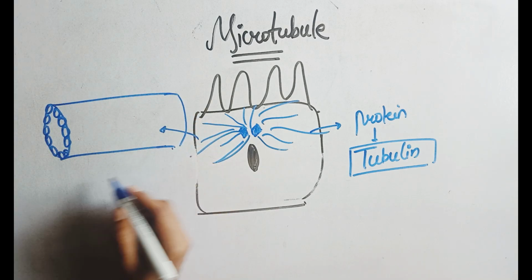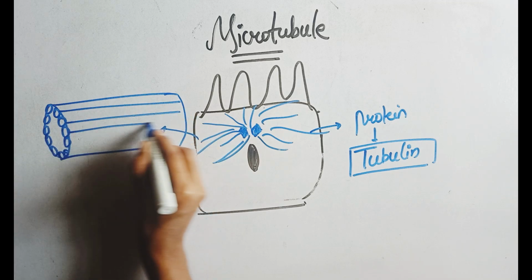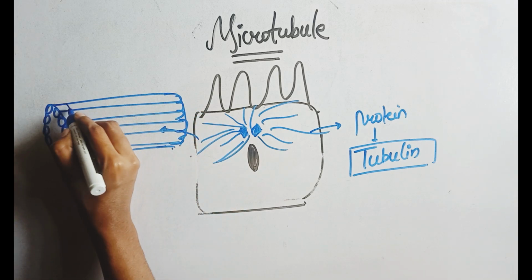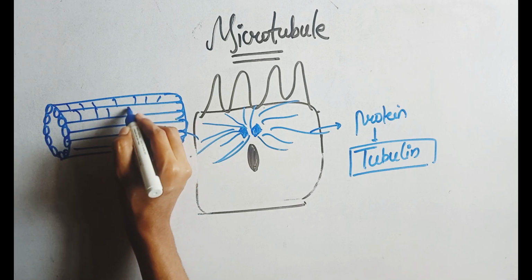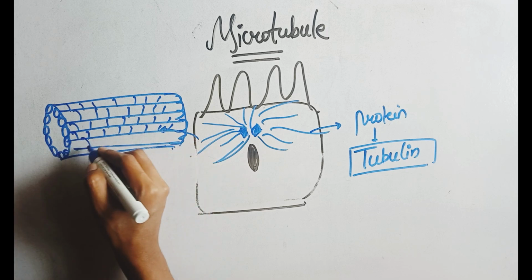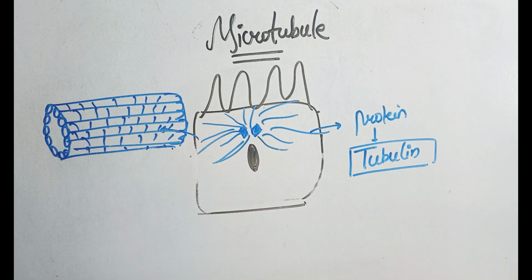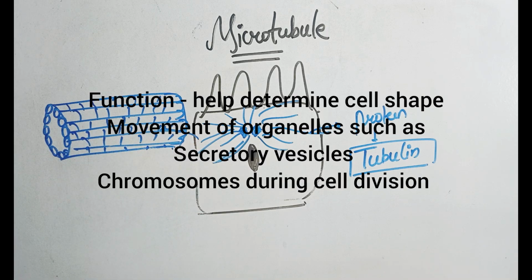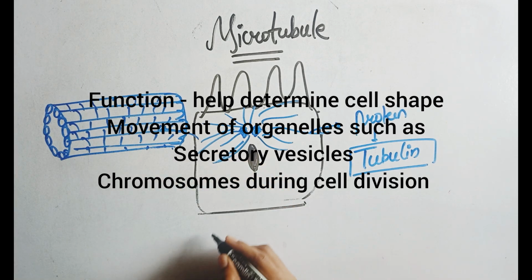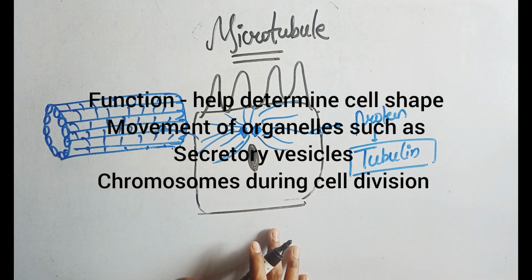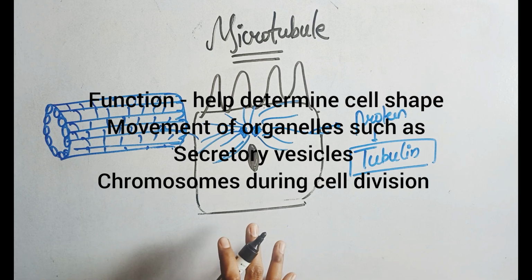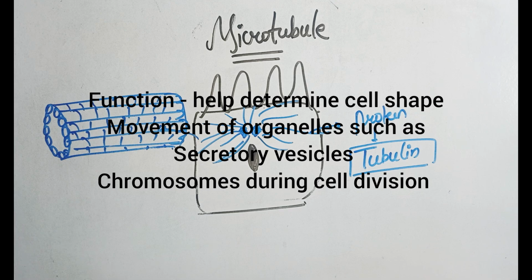This is the microtubule. The diameter is greatly increased as compared to the intermediate filament, so that is why it is called the largest cytoskeletal element. What are the functions of the microtubule? They help determine the cell shape and the movement of organelles such as secretory vesicles and of the chromosomes during cell division. So these are the functions of the microtubules.